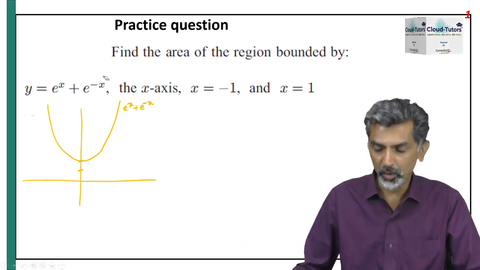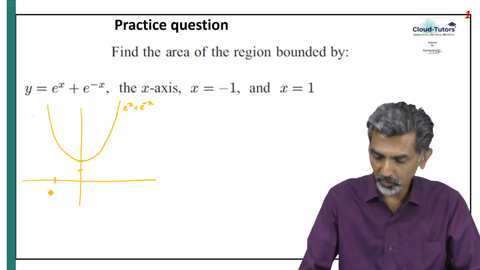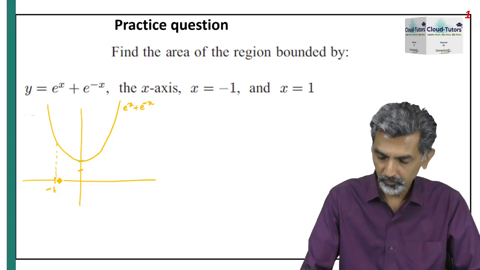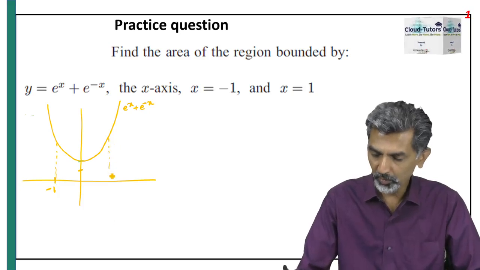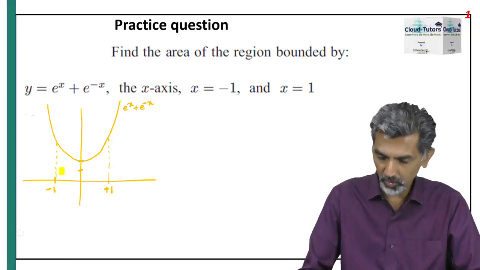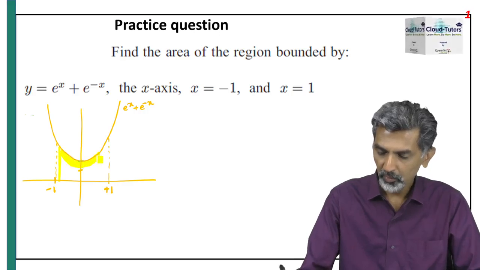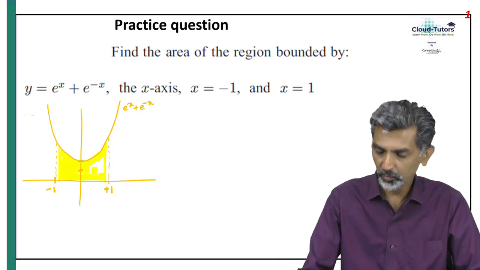Then what about the other boundaries? The x-axis is here. X is equal to negative 1 is here. X is equal to plus 1 is on this side. And what region are we talking about? We are talking about this region. As always, I like to color it so that it is visually quite clear what region we are talking about. This region. It has 4 boundaries.